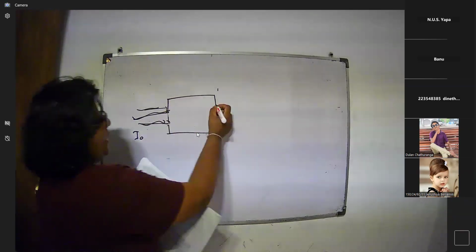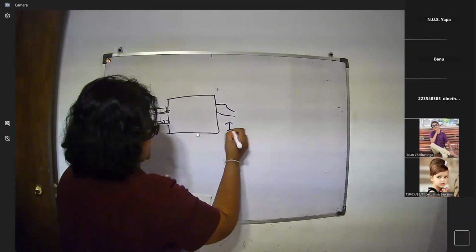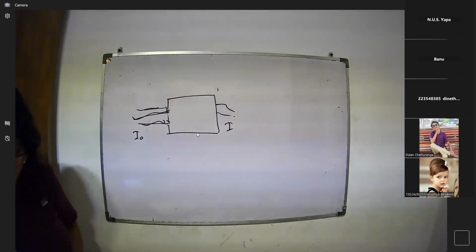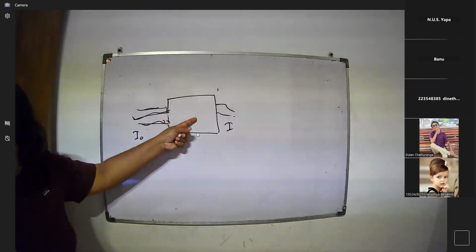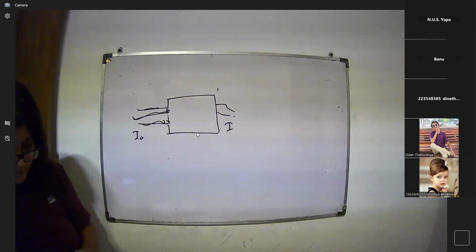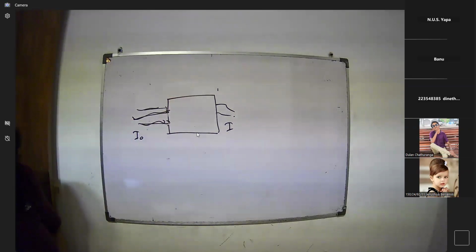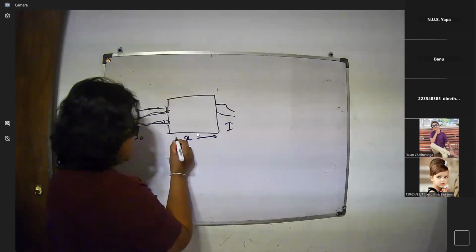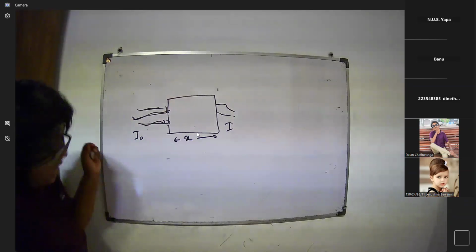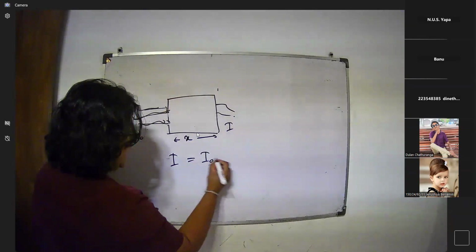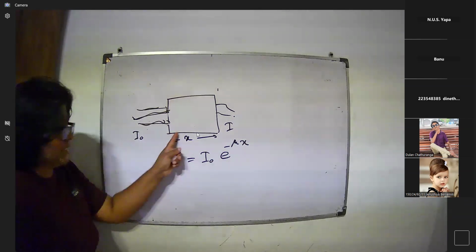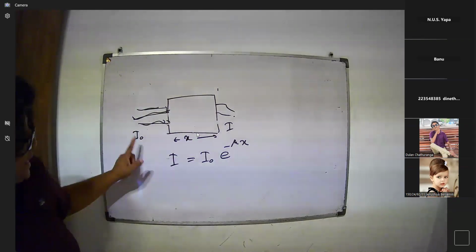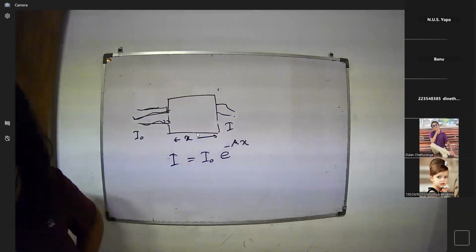The initial intensity is I naught, and the final one is I. Due to these interactions, the photoelectric effect and scattering reduce the intensity of the beam. If the passing length is x, we can write the equation like this: I equals I naught e to the power minus mu x. x is the length of the matter, I is the reduced intensity, and I naught is the initial intensity.